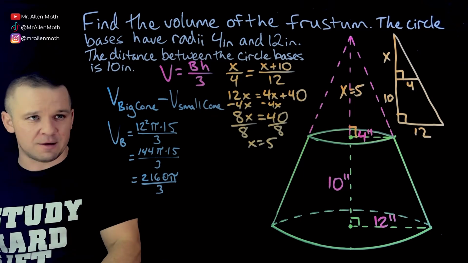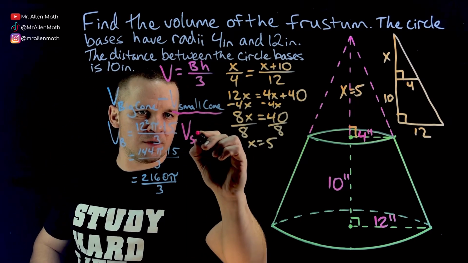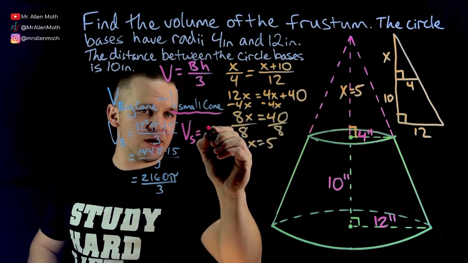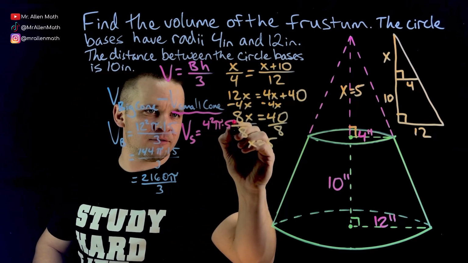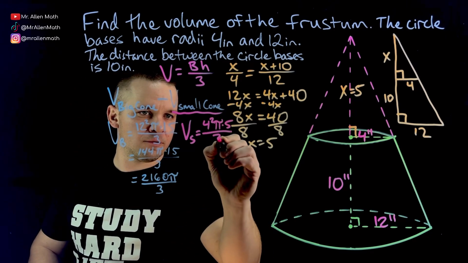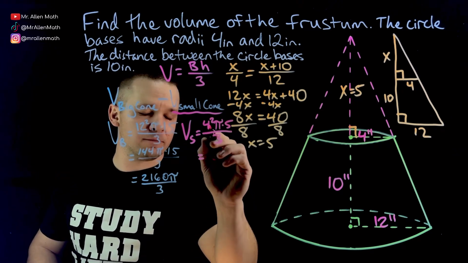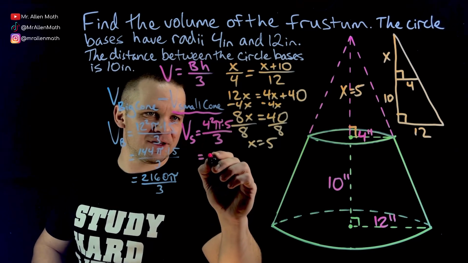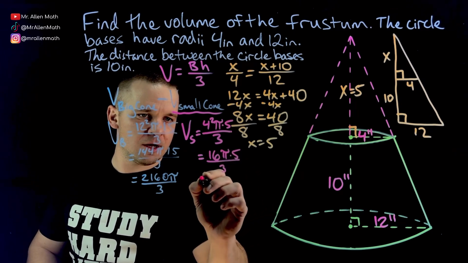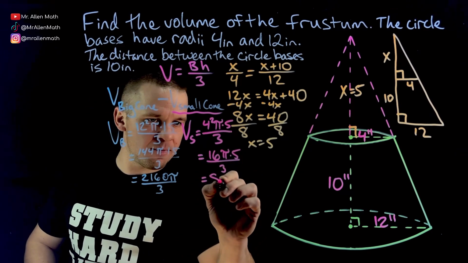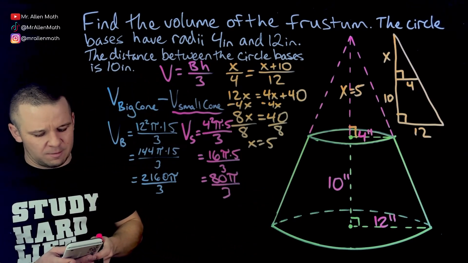So now let's do the volume of the small cone in pink. So volume small equals, here I have my radius of 4, so pi times 4 squared, and my height is 5 over 3. This is going to be 16 pi times 5 over 3, and that's going to be 80, right? 80 pi over 3. I'm going to double check that, even though I'm like 99% sure it's 80.